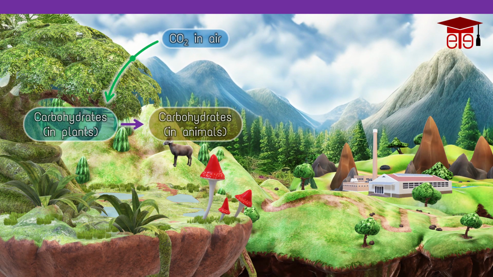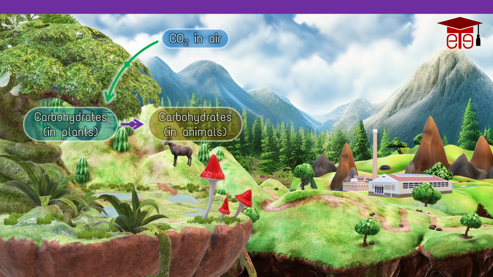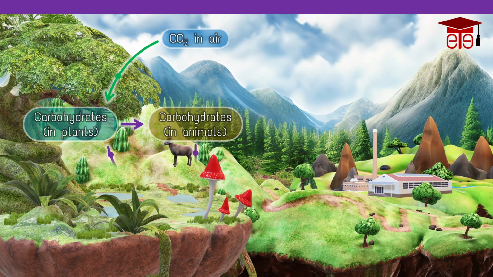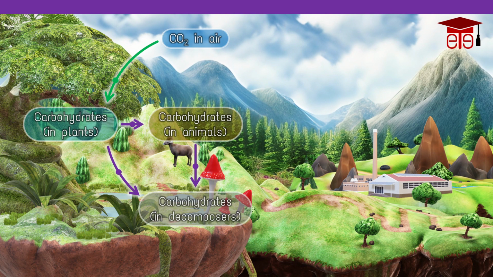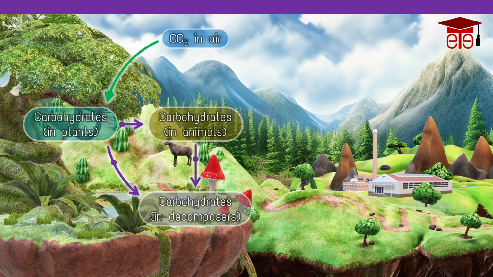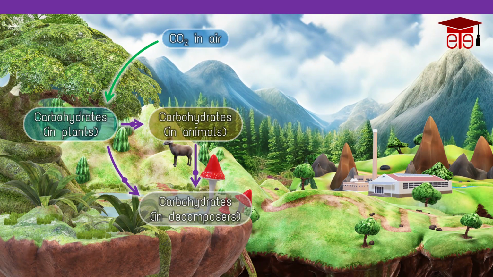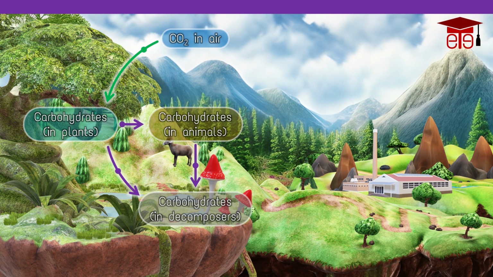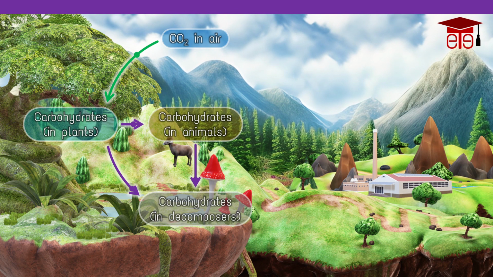We are animals, so we get all of these carbon-containing nutrients when we eat plants or other animals. Decomposers get their carbon when they break down waste products from plants and animals. A lot of the carbon dioxide that plants take from the air eventually goes back into the air again. This happens when plants and animals respire.